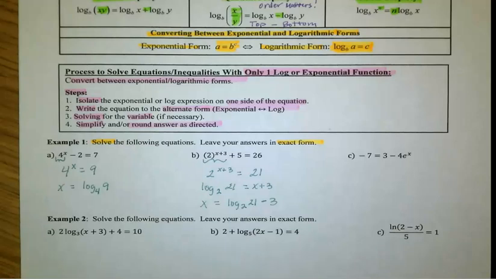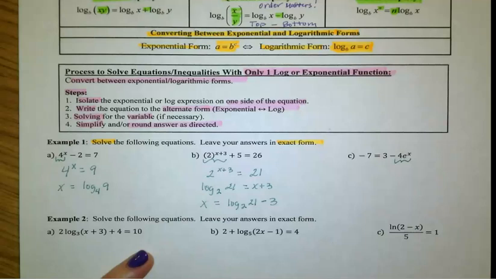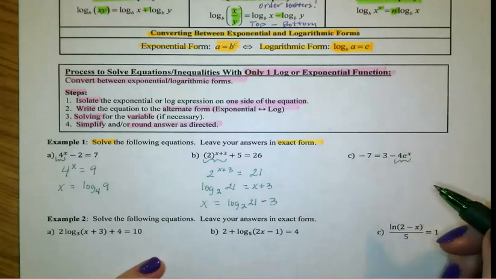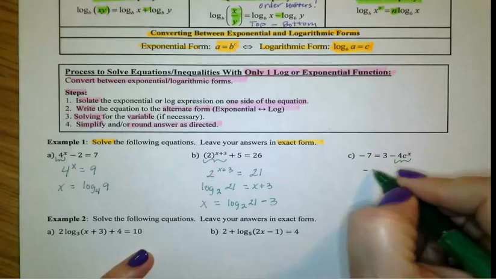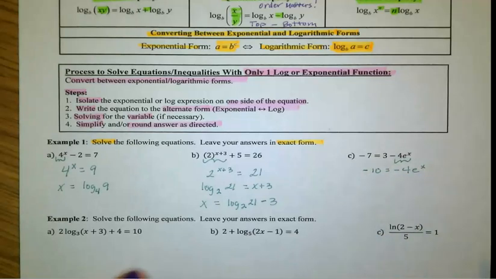All right. So now let's look at C. So here is my exponent that I'm trying to isolate. So I want to get that by itself. So I'm going to move my 3 to the other side. So negative 7 minus 3 gives me negative 10, and I have negative 4e to the x.